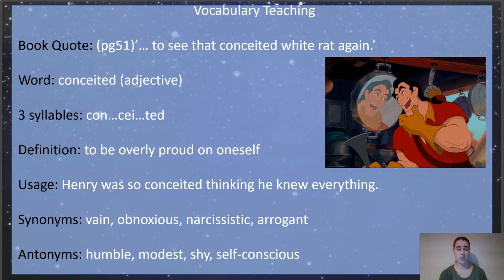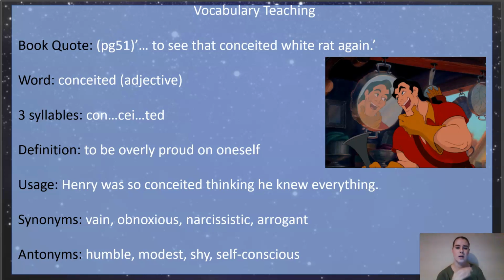So when you might do something that you're the best at doing it, you might be described as being conceited, where you think, oh yeah, well, check me out. I'm the most amazing person at maths. No one could possibly be better at maths than me. No way. So it's to be very overconfident, very proud of yourself. Now, for example, in our sentence, Henry was so conceited thinking he knew everything.